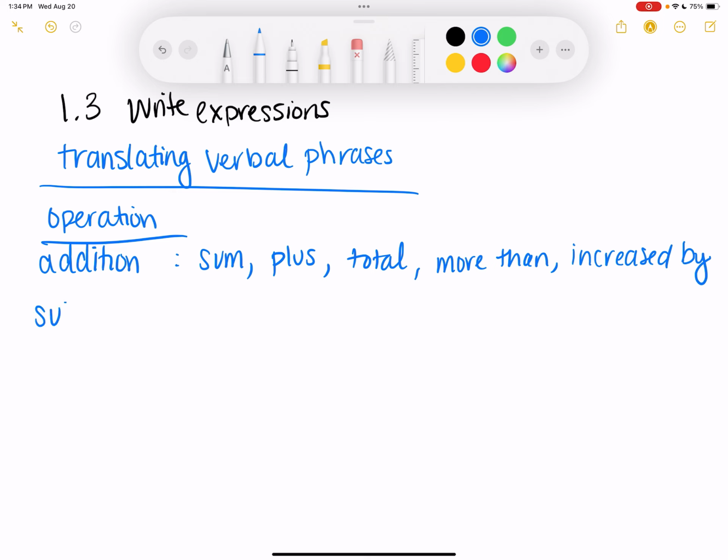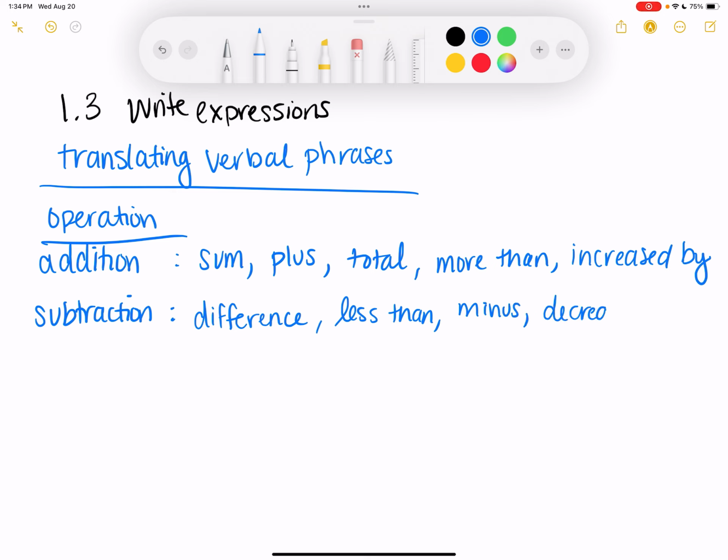Subtraction. Words that we're looking for here are difference, less than, minus, decrease by, and obviously they could just flat out say subtracted by or something like that, but obviously that one's a little bit more obvious.